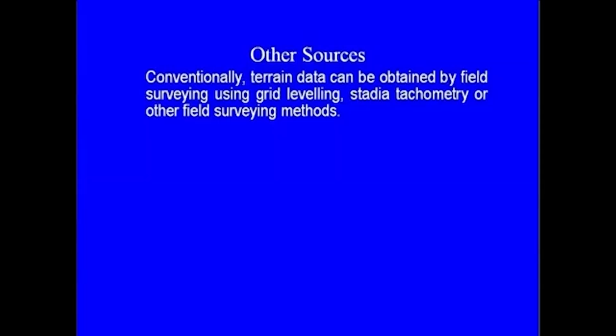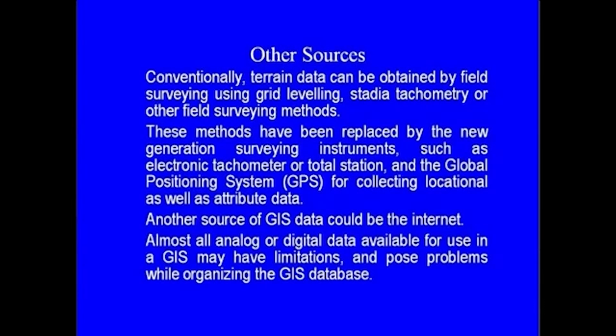Along with this, there are other sources from where the data related to a particular location can also be acquired. Conventionally, terrain data can be obtained by field surveying using grid leveling, stadia tachymetry or other field surveying based methods. These methods have been replaced by new generation surveying instruments such as electronic tachymeter or total station and the global positioning system or GPS for collecting locational as well as attribute data.